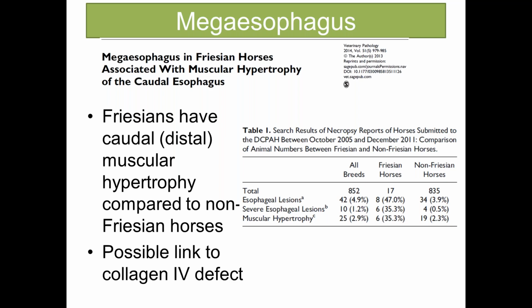And so they likened this a little bit to Alport's disease in humans, which is possibly linked to a collagen IV defect. But you can see from this table that there was a much higher incidence of severe esophageal lesions and muscular hypertrophy compared to all breeds, 35% versus 1 to 2%. So again, this is a highly associated breed predisposition.